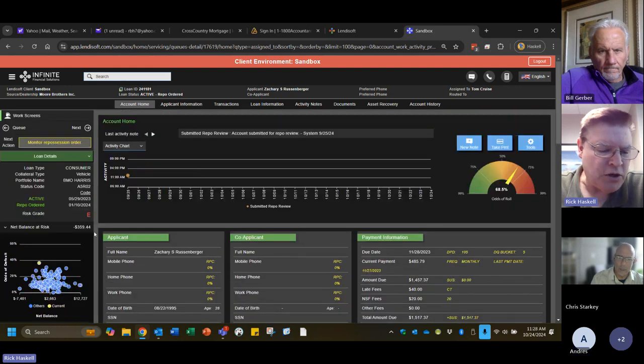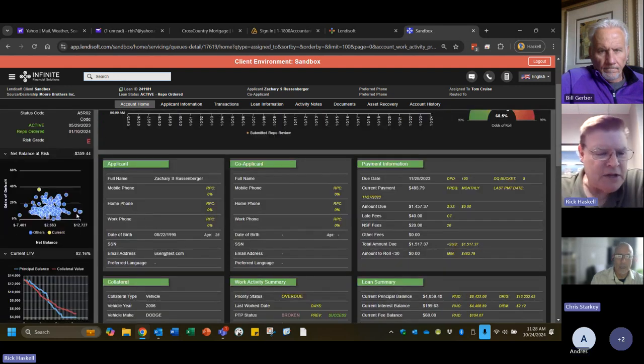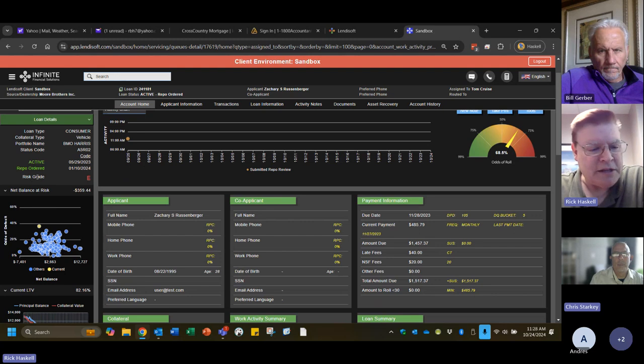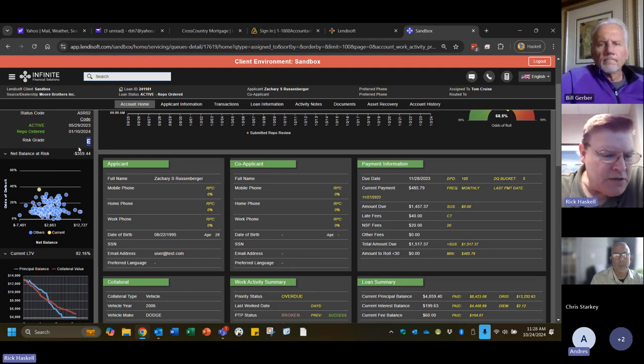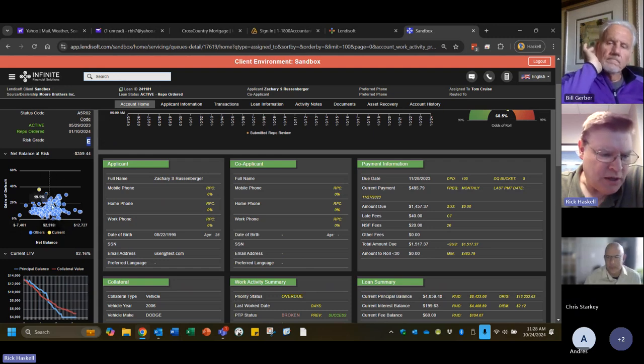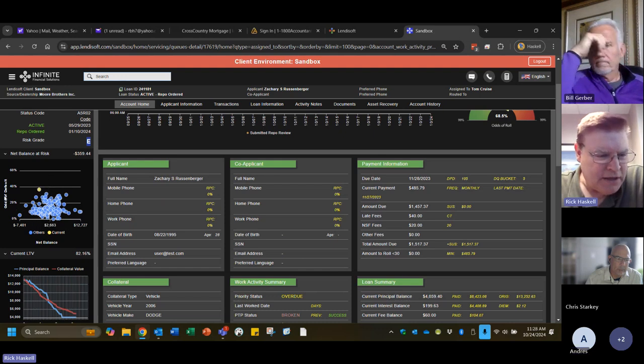Other similar kind of charts work similarly on the left-hand side. Here's the risk grade I was telling you about, the A, B, C, D, or E. On this account, it looks like it's an E. The way we decide if it's an A, B, C, D, or E is based on the net balance at risk. So we have a different set of scorecards that are predicting the likelihood of default, which in this little chart with the blue dots and the yellow dot, the left-hand axis, or the y-axis, is the odds of default.